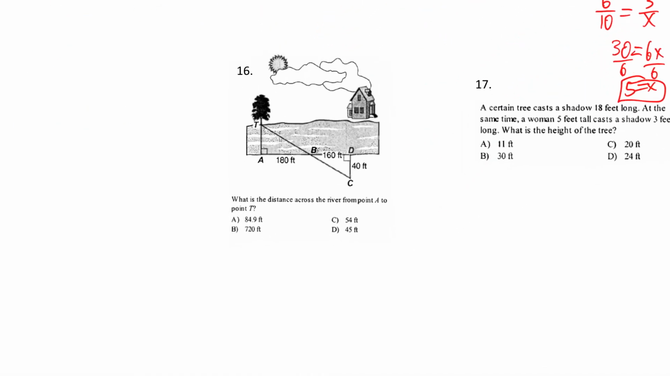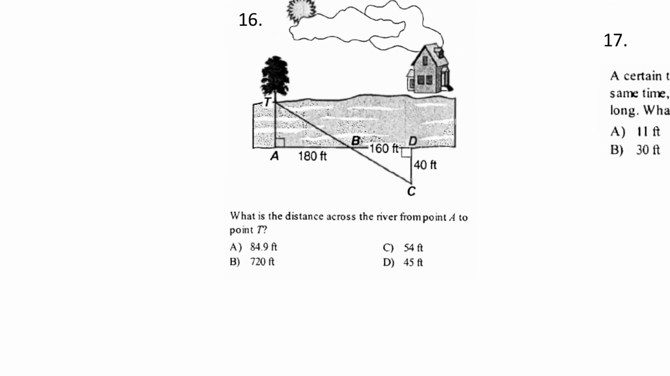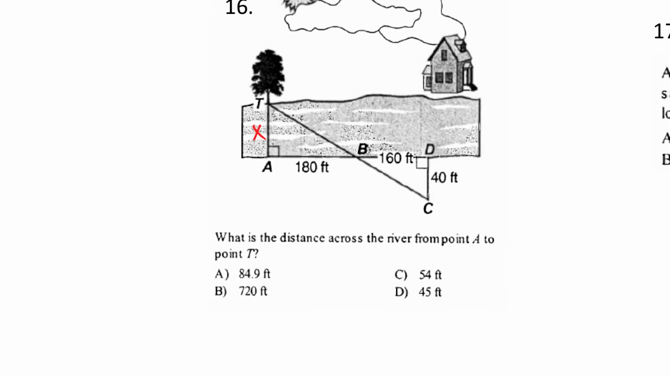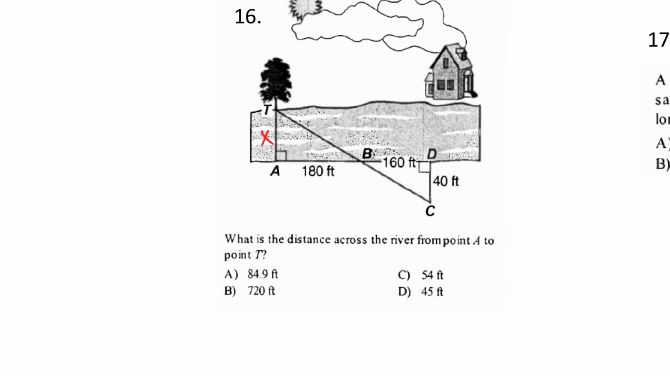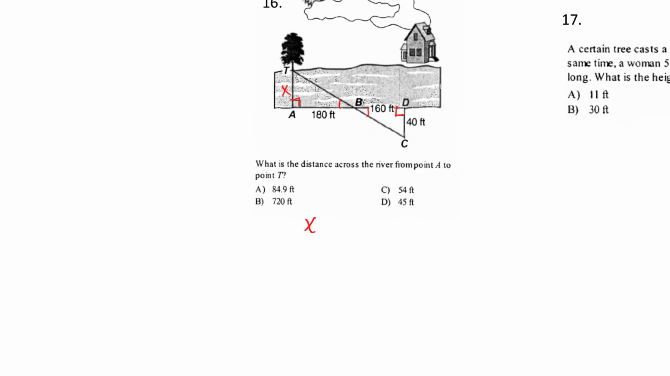All right, number 16. Okay, so we're looking for how far it is from A to T. So I'm looking for this right here. Okay, and so this angle is 90 degrees, this angle is 90. These two angles are congruent because they're vertical, so they're similar triangles. So the x over here, what matches up or what number corresponds to that on the other triangle? The 40, exactly.